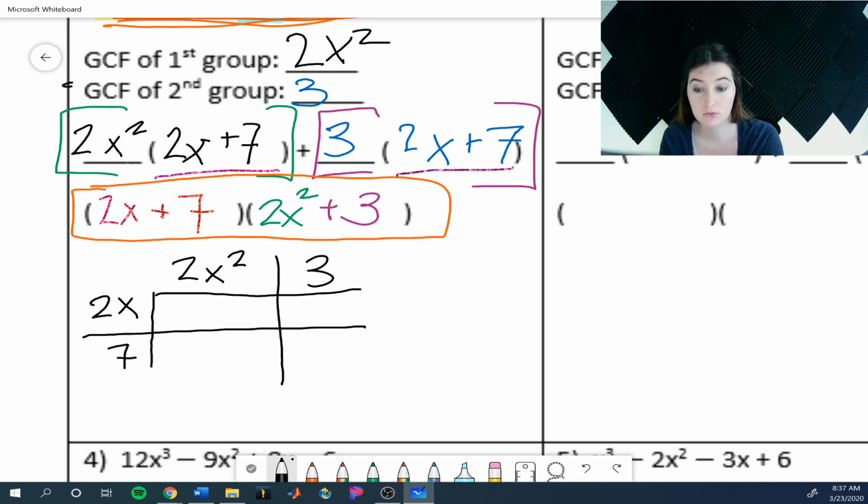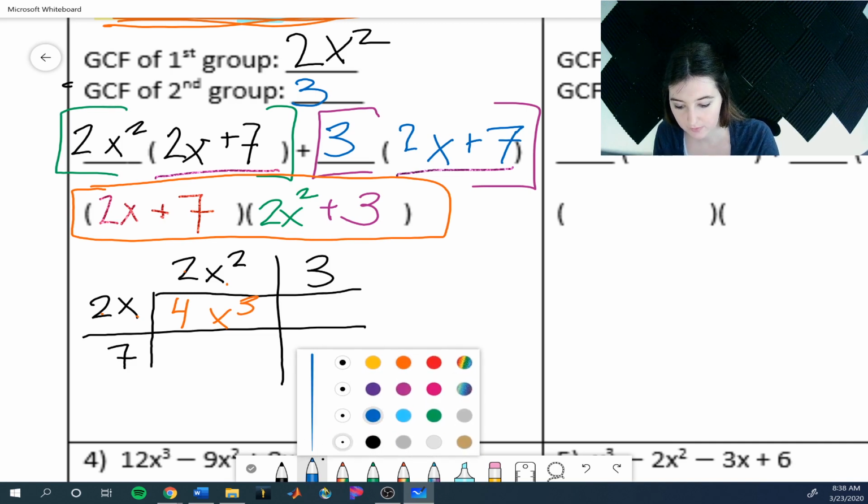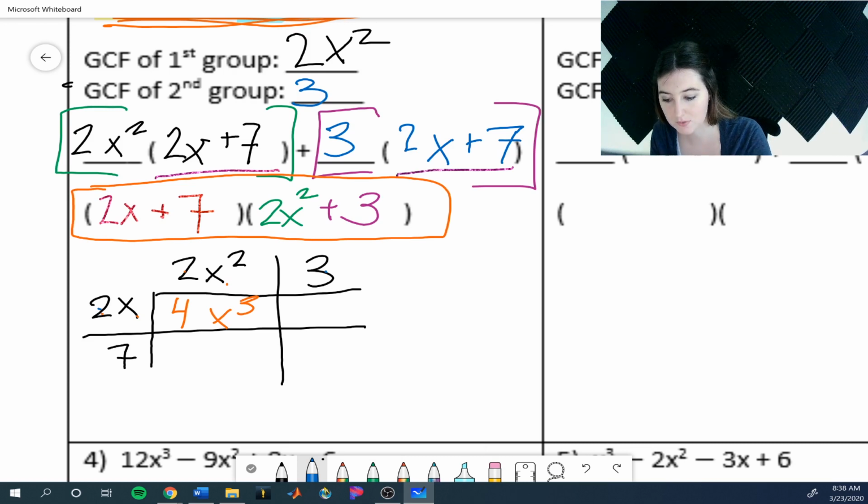I have 2 times 2, which is 4. x squared times x, that means I have x squared and I'm adding another x, so I get x cubed. Now I'm going to change colors. I have 3 times 2, which is 6, times x, because x is left over, so I have 6x.